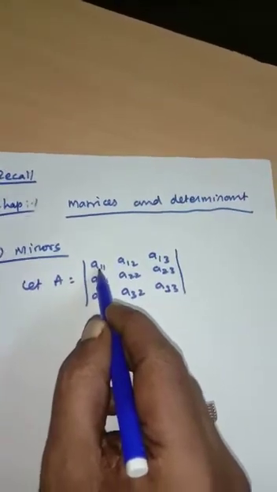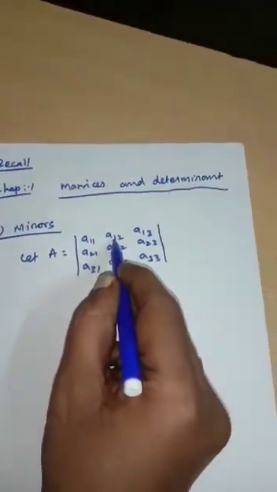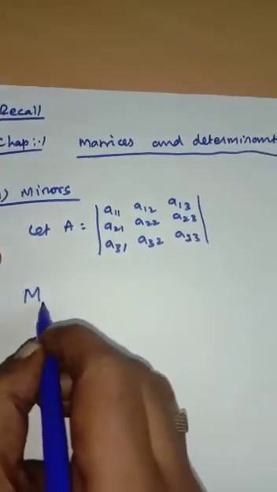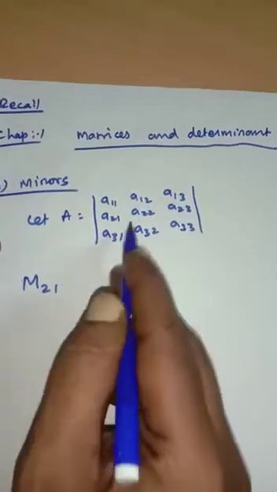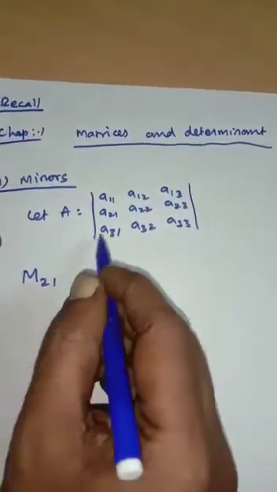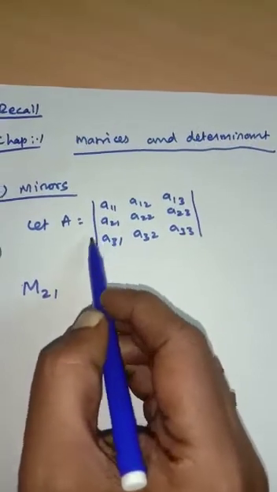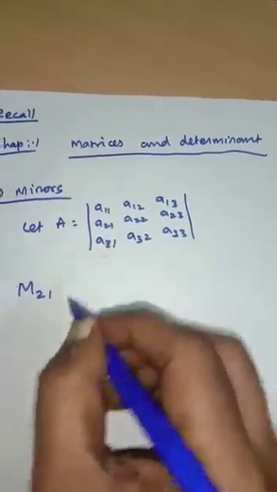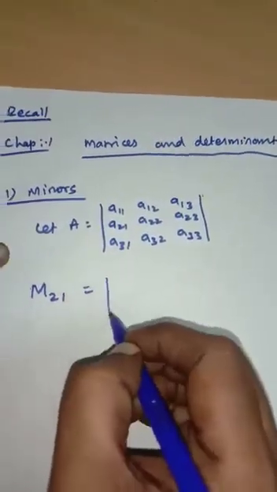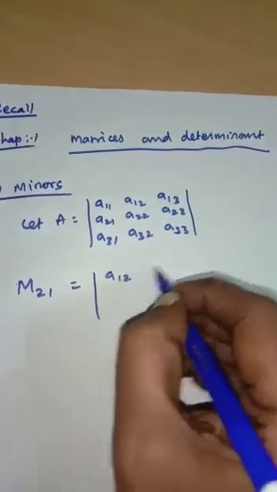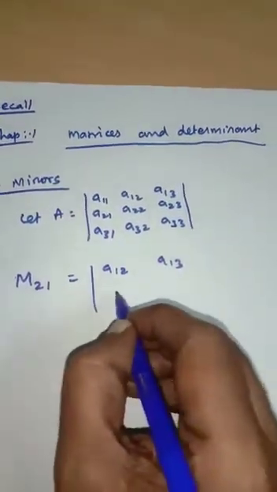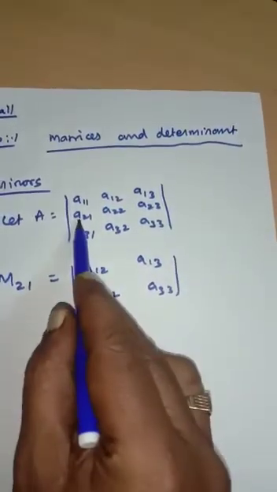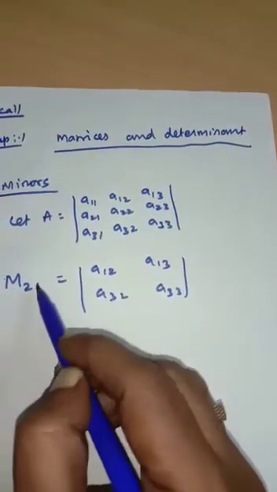The minor of A11 is M11, the minor of A12 is M12. Like that, for example, we can find the minor of A21, M21. Then we delete the second row and first column. We get A12, A13, A32, A33. This is the minor of A21, that is M21.